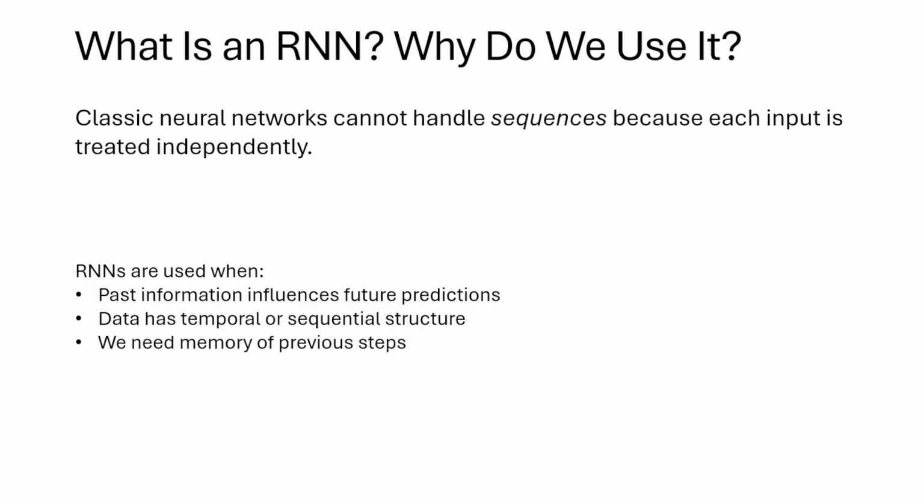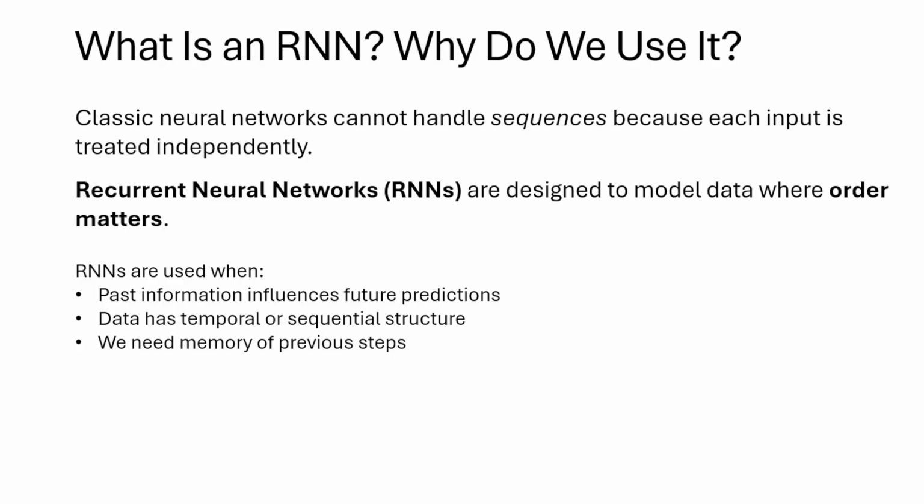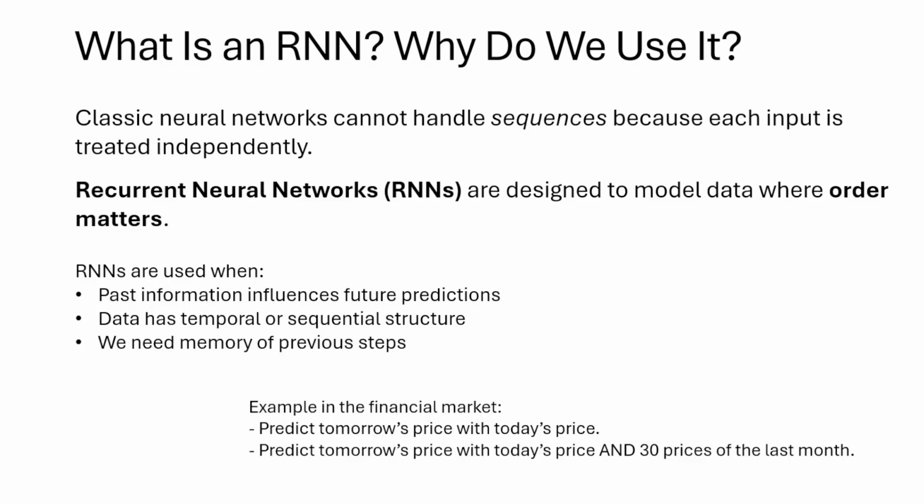So RNNs are used when past information influences future predictions, or the data has a temporal or sequential structure. So we need the memory of the previous steps. These RNNs are designed to model data where order matters. Let's see this case in the financial market.